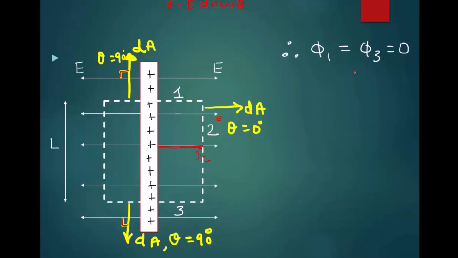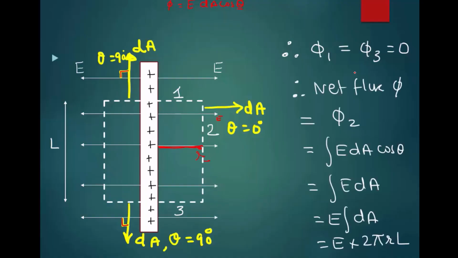That would mean that the net flux is due to surface 2 only. So net flux is equal to phi 2. Phi 2 means integration of E dA cos theta. Theta is 0 for this, cos 0 is 1, so this term will become 1. So I will be left with integration of E dA.